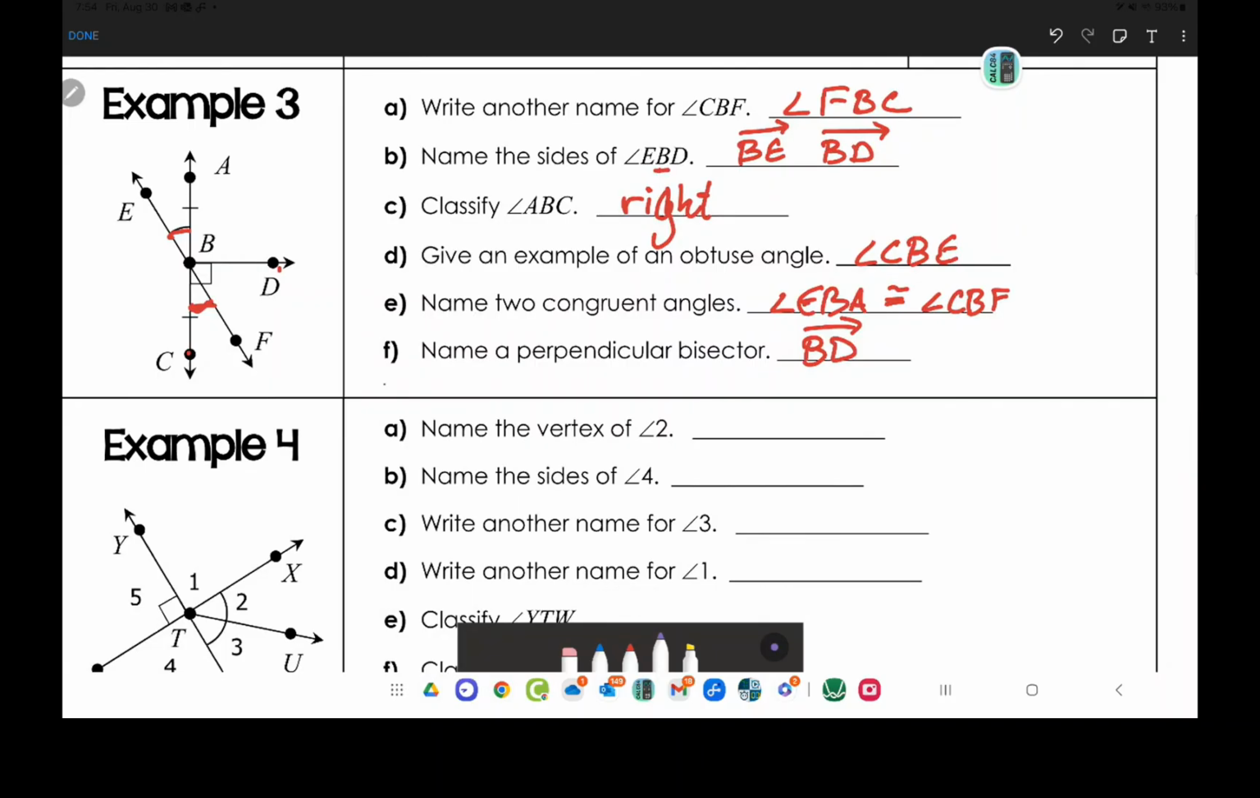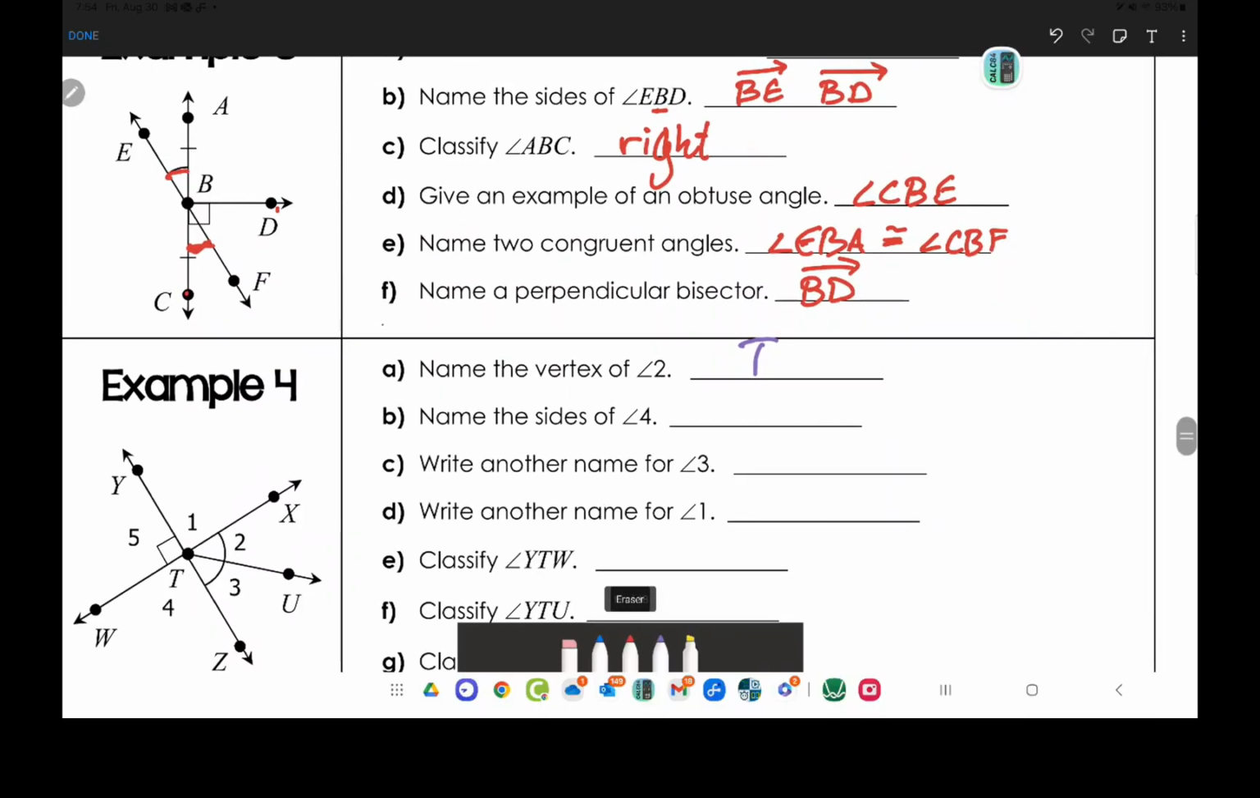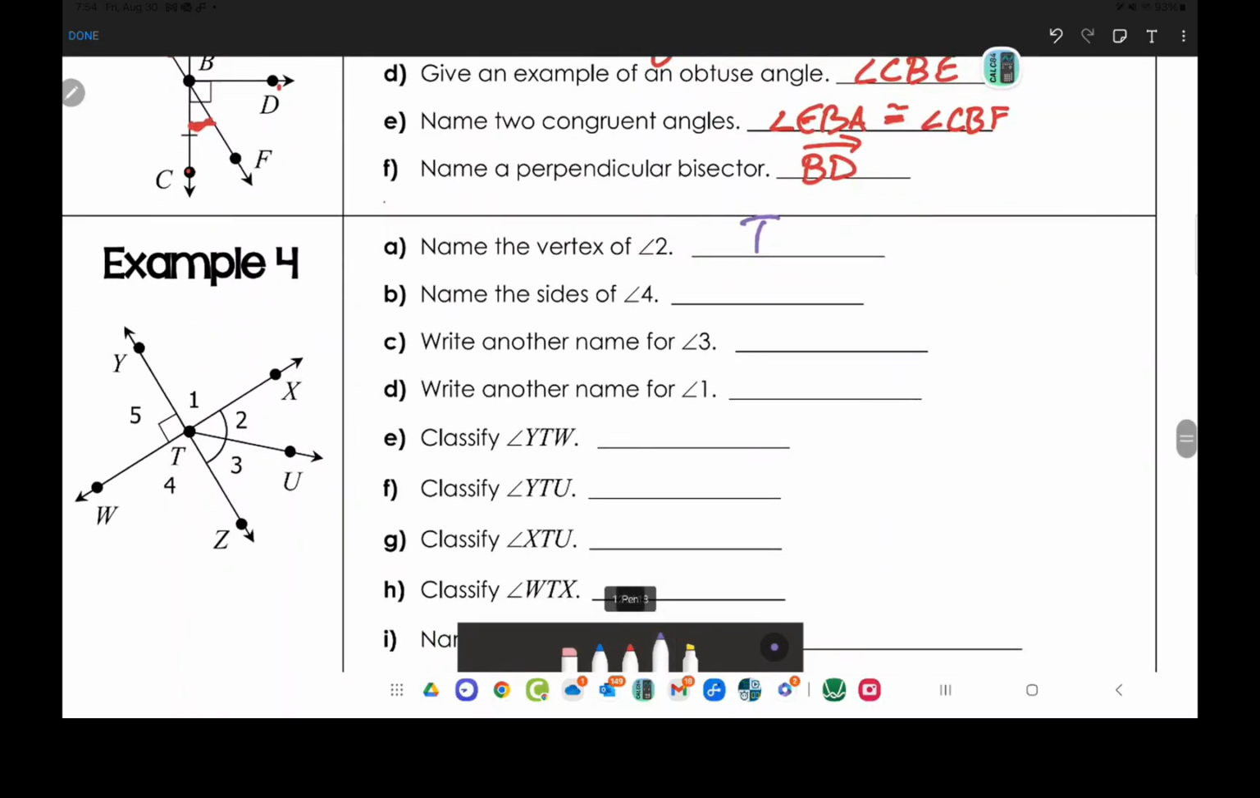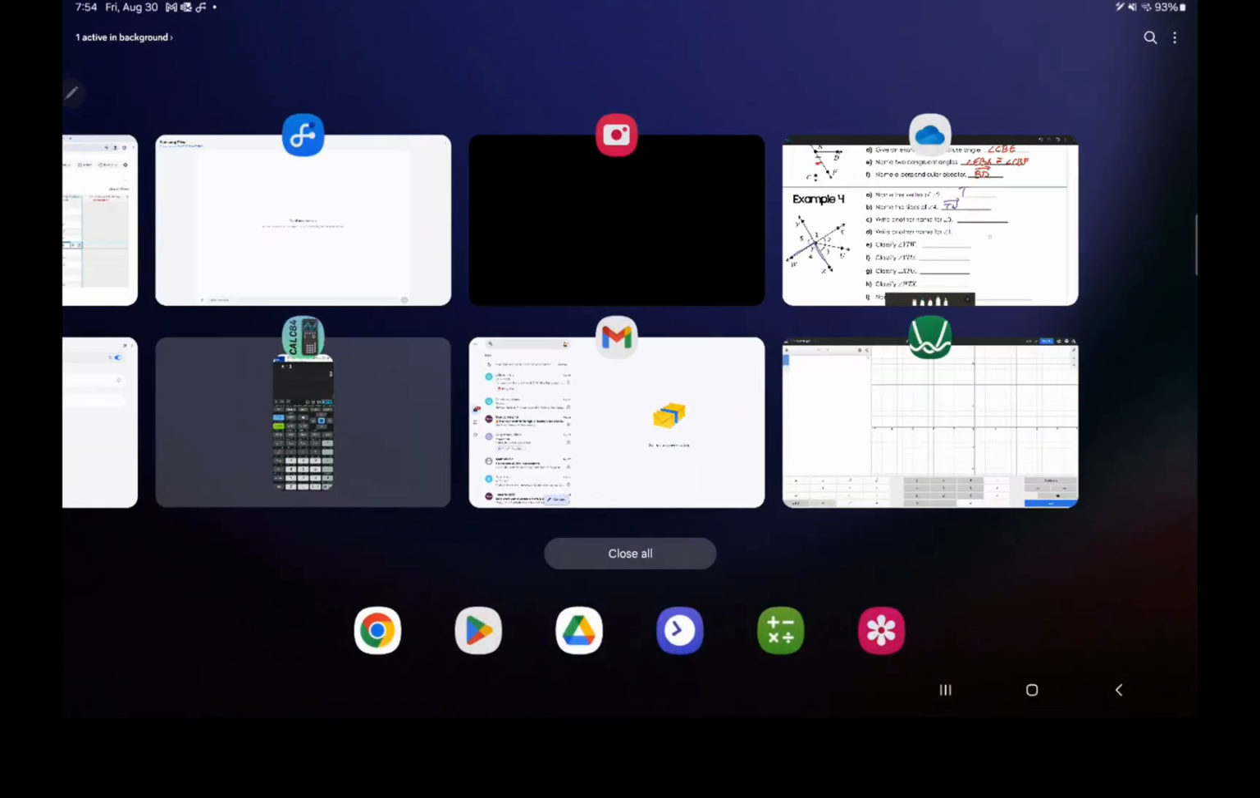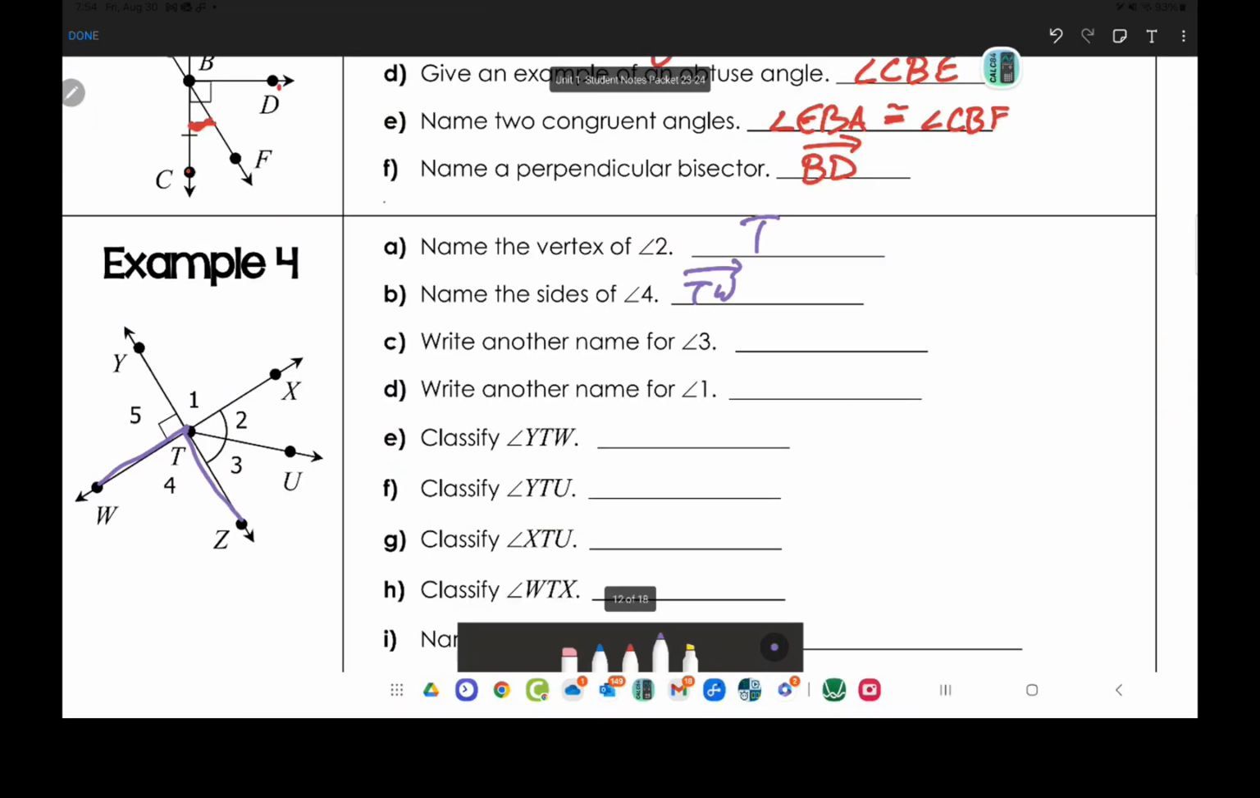Name the vertex of angle 2. The vertex of all these angles is T. Okay. Name the sides of angle 4. Angle 4 is here, so that is ray TW and ray TZ.